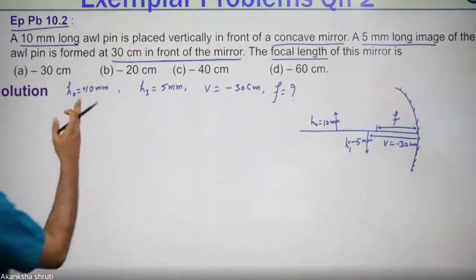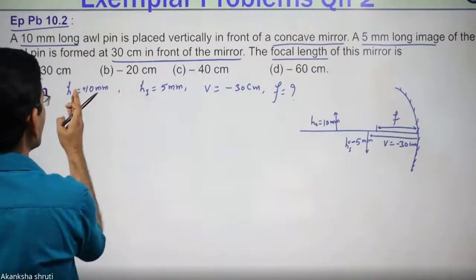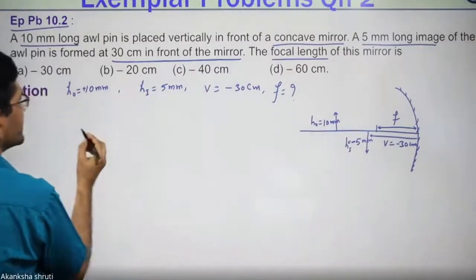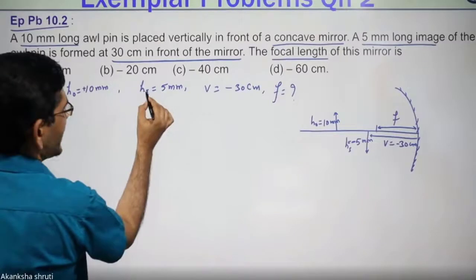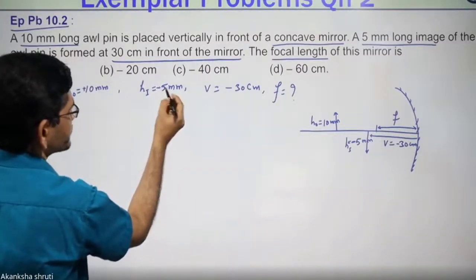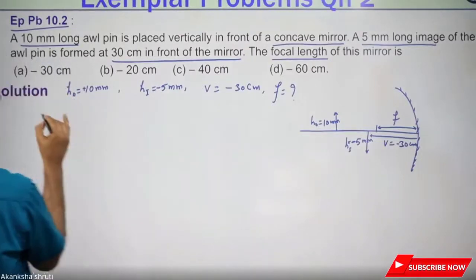Students, here using this HI, we can calculate the U. Student, be careful, height of image, since it is formed downward, so along with the sign we have to take this, and it is minus 5 mm.